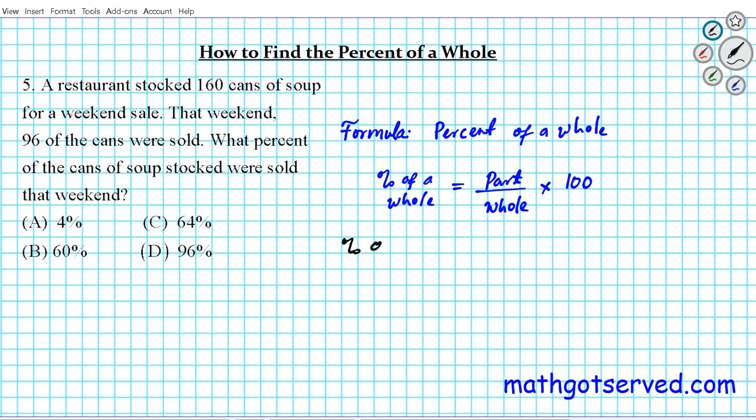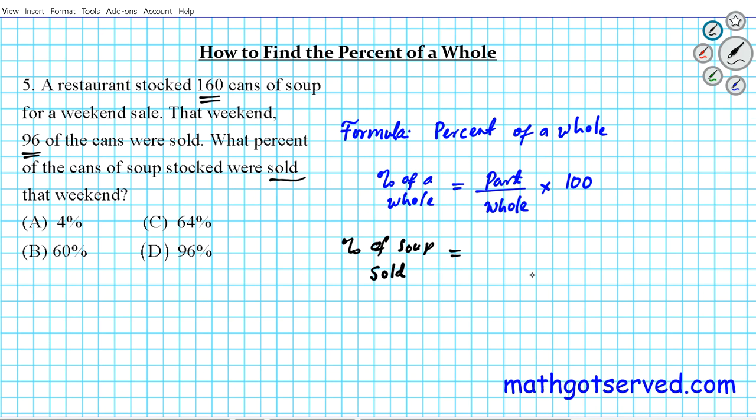So the percent of soup stock is going to be the part. So 160 is the total. Out of 160, 96 were sold. So percent of soup that were sold, that's what the question asks for. It says what percent were sold.